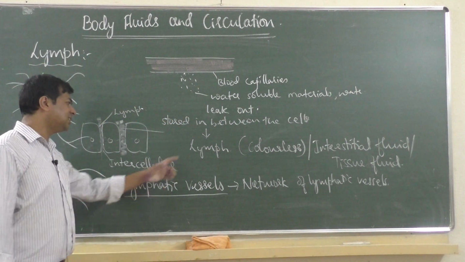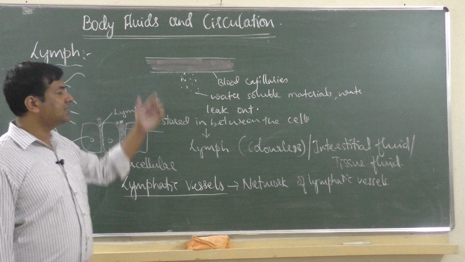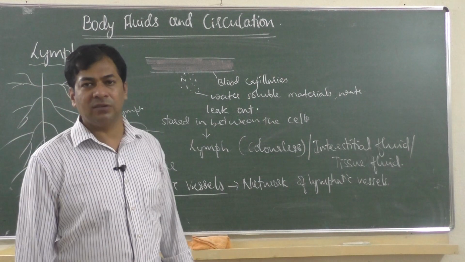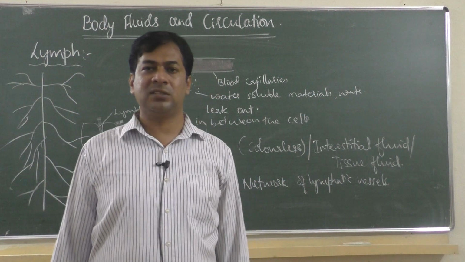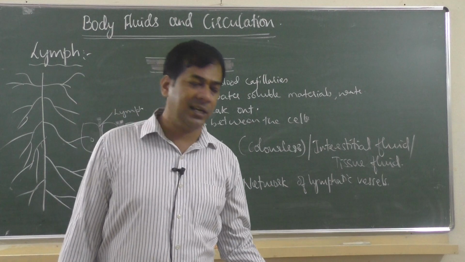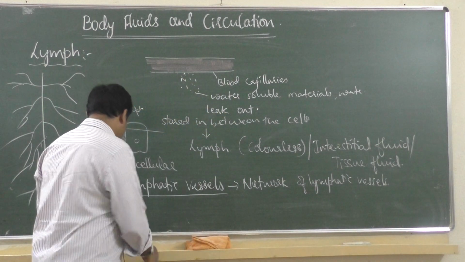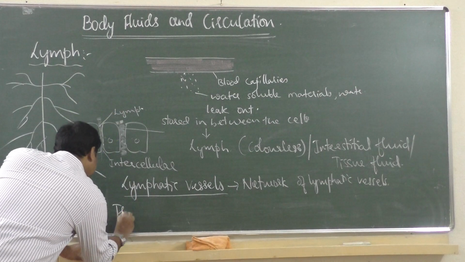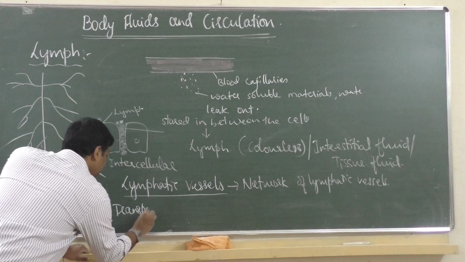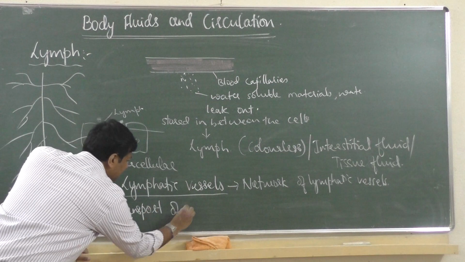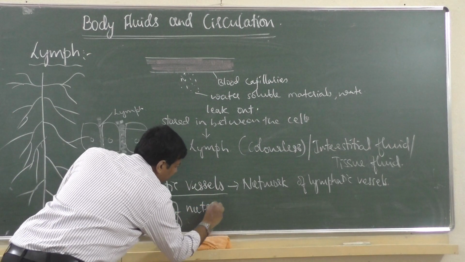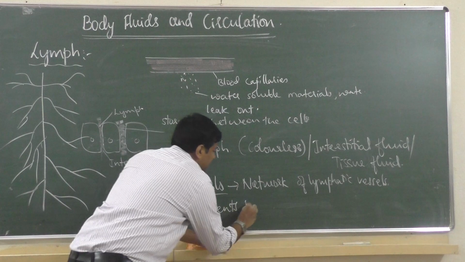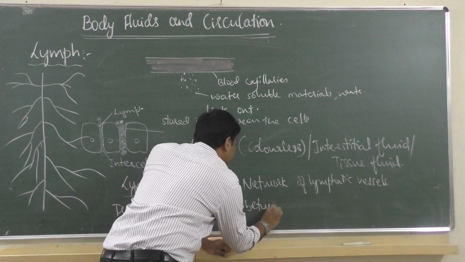What is the function of this lymph? Like blood is required for transportation of oxygen, carbon dioxide, nutrients and all, like that lymph is also required for transport of nutrients between the cells.